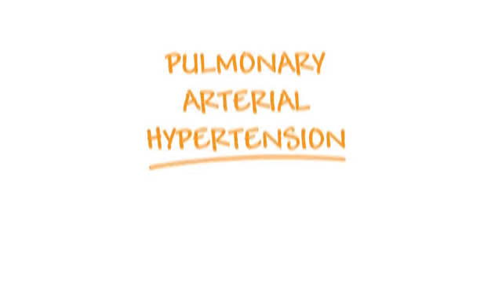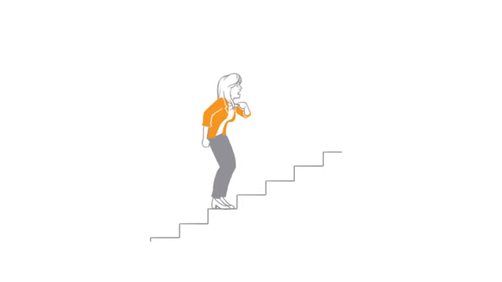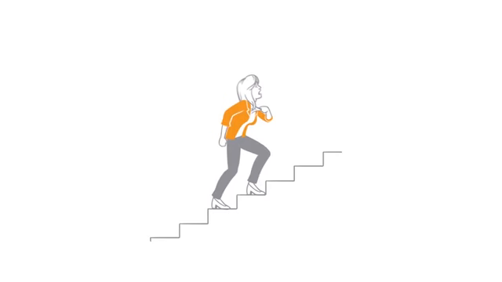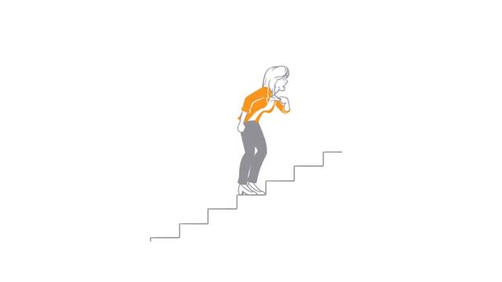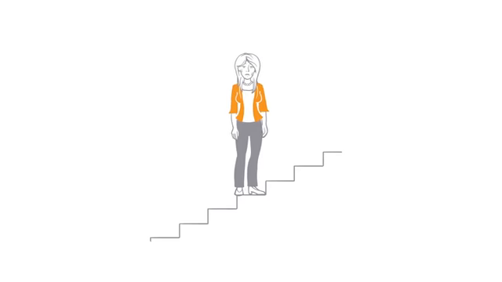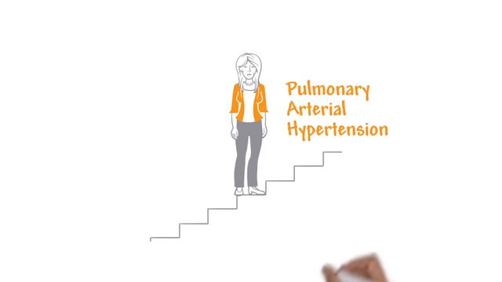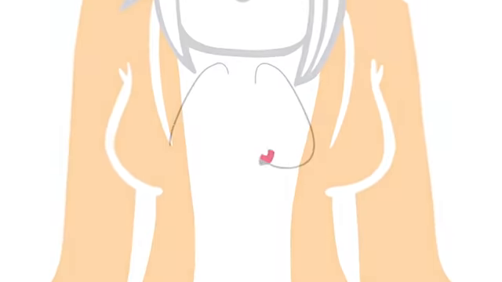Understanding pulmonary arterial hypertension. For Mary, climbing up the stairs to her apartment feels like climbing Mount Everest. She is out of breath and tired. Sometimes her lips turn blue and she feels dizzy. She has finally found out why. Mary suffers from pulmonary arterial hypertension, or PAH, a chronic disease that affects the lungs and the heart.